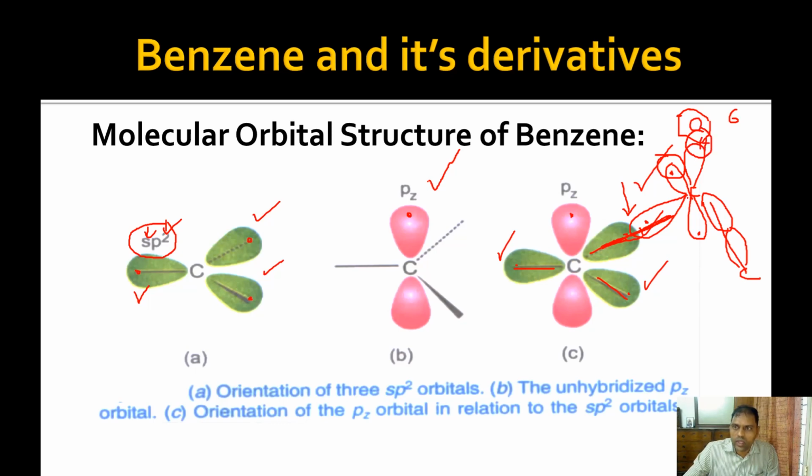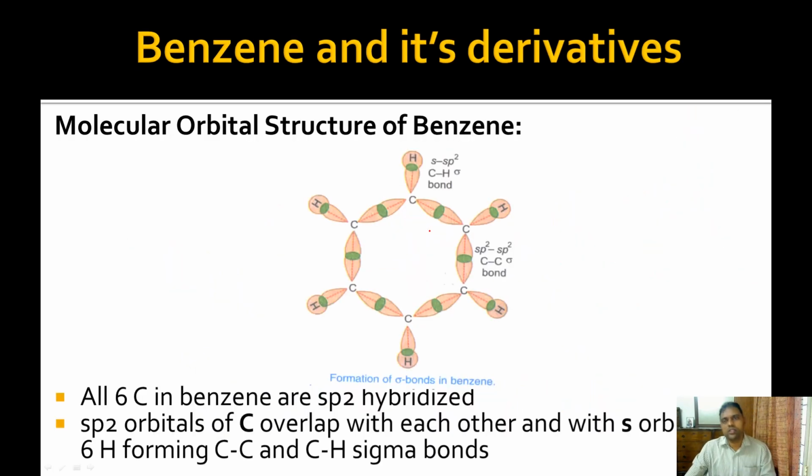Now, two of the sp2 orbitals are forming bonds with the carbon and one with the hydrogen, and the pz orbital, the unhybridized pz orbital, is going to be as it is, which you can see in this picture. They are joined together here. You can see carbon-carbon bonding here.